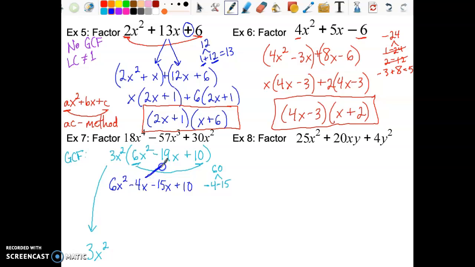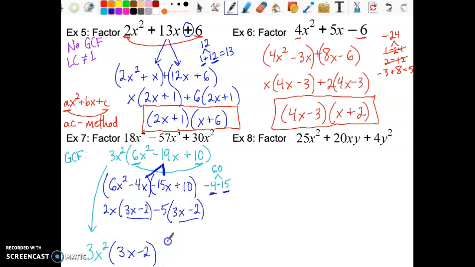Notice that I split up that 19 to be two different things, and where did they come from? Here and here. So I can factor out a 2x in my first two terms, and I'm left with 3x minus 2. I'm going to factor out a negative 5. That way I can change the sign. So it's 3x minus 2. And my 3x minus 2 is identical. I can write that here. And my other set of parentheses is 2x minus 5.